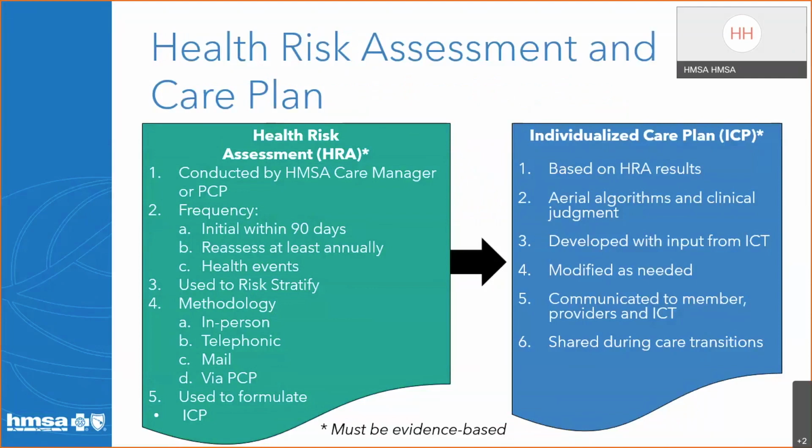Now we're going to talk a little bit more about the health risk assessment and how it helps to develop the individualized care plan. The health risk assessment is conducted by a member of HMSA's Coordination Services team, or it can be done by the member's PCP. It's initially done within the first 90 days of enrollment, and then we reassess at least annually in case there are any changes or new health events. We use this information to risk stratify the patient into one of the 3 risk levels we talked about.